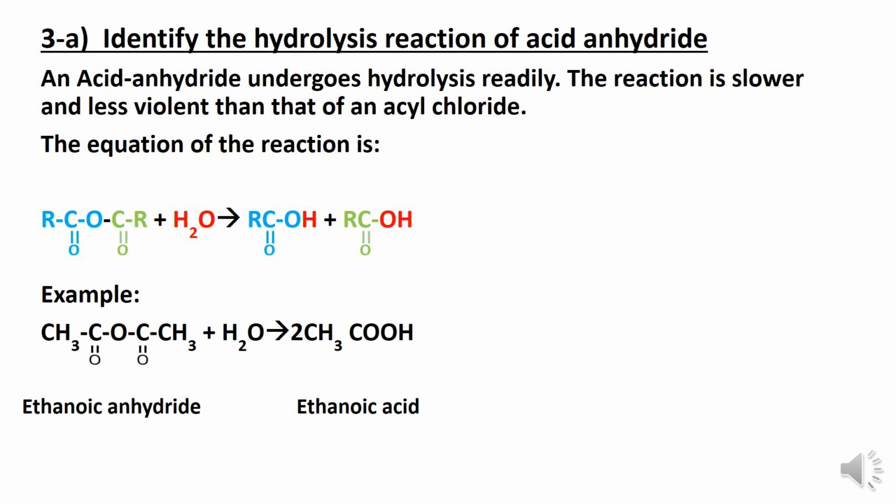Here I want you to pay attention that if we ask you to determine the number of moles of the ethanoic acid formed, you have to use the stoichiometric ratio, which is number of moles of ethanoic anhydride reacted over 1 equals the number of moles of the ethanoic acid formed over 2. Don't forget this stoichiometry.